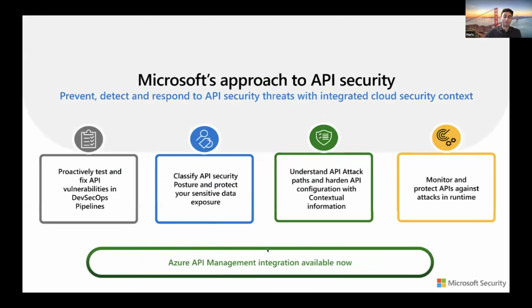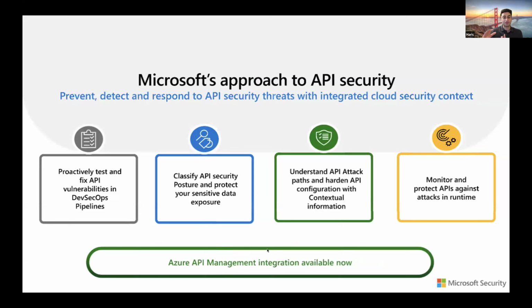So now I'll walk a little bit more into detail for our approach to API security. You're seeing here just 4 distinct pillars. The first pillar is really proactively testing and fixing API vulnerabilities within your DevSecOps pipeline. And that's what we'll be focusing most of today on, is really how can we bring a proactive approach to API security. We'll go into depth for this, as there's a full set of vulnerabilities that can really only be assessed via proactive testing.